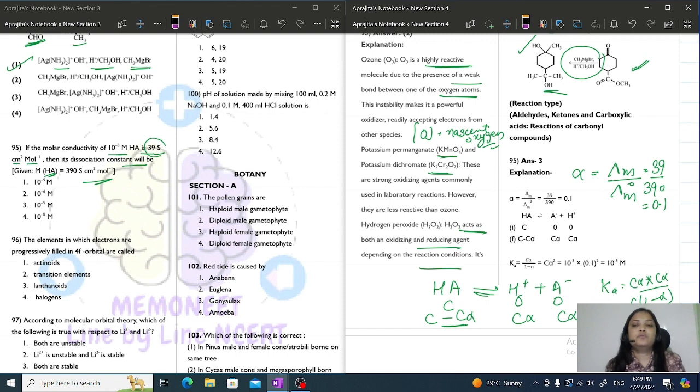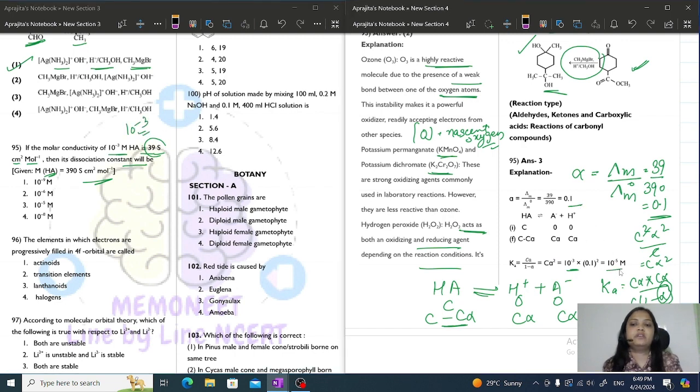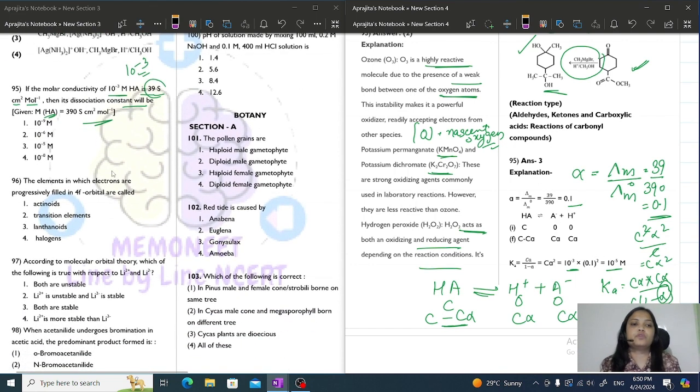Now you know that alpha is very small, so we can neglect it as compared to 1. So it will come out to be C square alpha square upon C. One C will cancel out and it will be C alpha square. We know the value of C, the concentration, is given as 10 to the power minus 3. Alpha we have calculated, so we put it in and find the value of the dissociation constant, which is 10 to the power minus 5 molar.